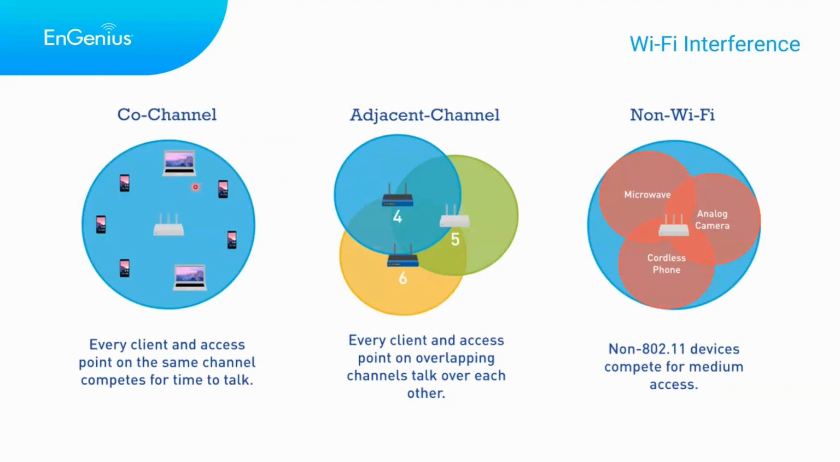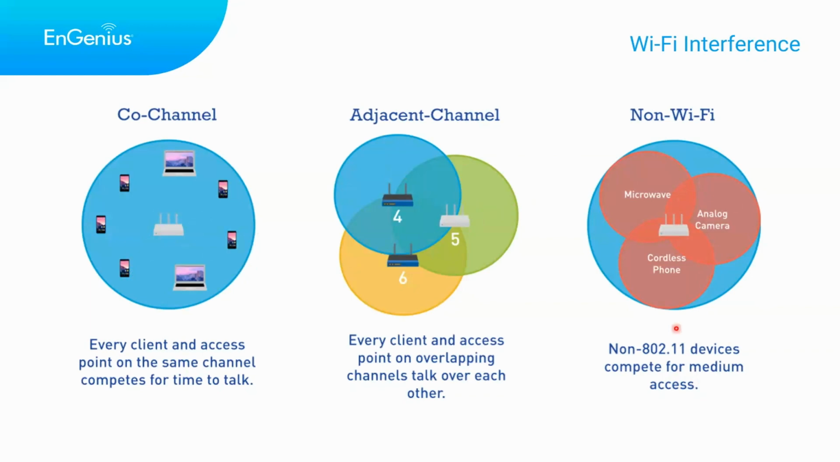So it can be client-to-client interference if they're all on the same channel talking to a single AP. It can be APs in multiple channels, but these channels overlap each other in terms of the frequency range. And Wi-Fi interference can also be caused by non-Wi-Fi devices, such as microwave ovens, analog cameras, drones, cordless phones, etc.